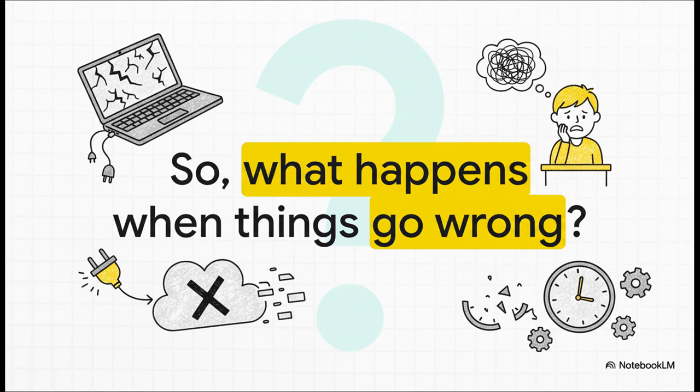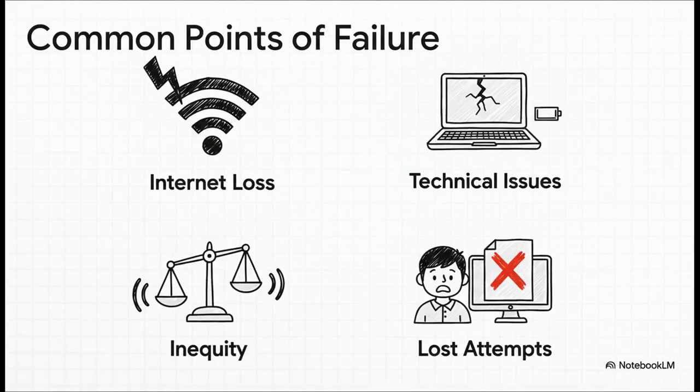Right. So what actually happens when things inevitably go wrong? A power flicker, a Wi-Fi drop. What does that really mean for a student who's right in the middle of a high-stakes exam? These are the usual suspects, right? The things that lead to those panicked student emails we've all received. First up, internet loss. Even a tiny flicker, just a few seconds, is enough to lock a student out. Then you've got the classics, a browser crashing, a laptop battery dying, an accidental click that closes the window.